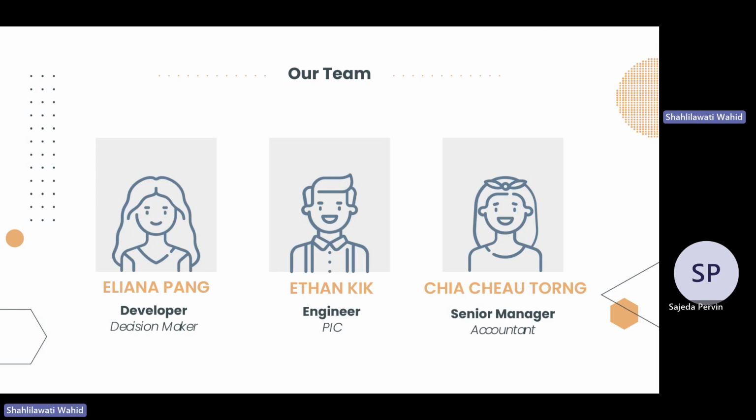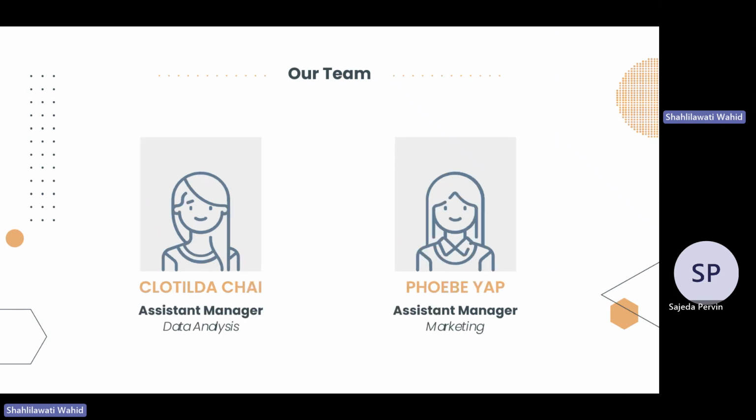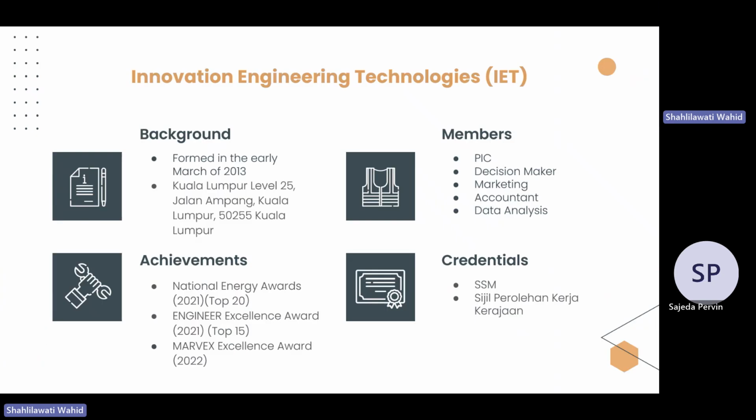I'm Liliana, and I'm the decision maker. Ethan is the person in charge. Xiao Tong is the accountant. Clotilda is the data analyst, and Phoebe is in charge of marketing.